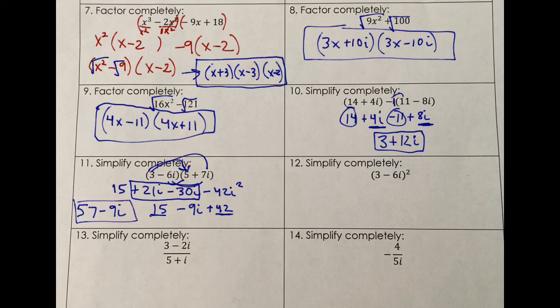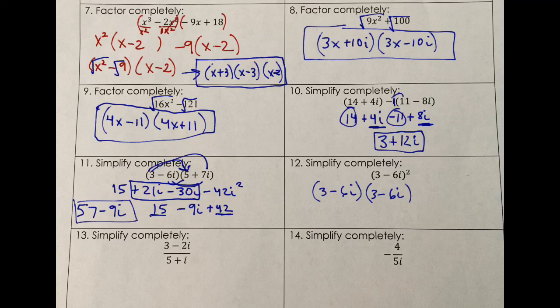For number 12, this squared term means take the parentheses and multiply it by itself. So that would be the same thing as 3 minus 6i times 3 minus 6i. And then you're doing it exactly how you just did number 11. So I'm not going to walk through that one.